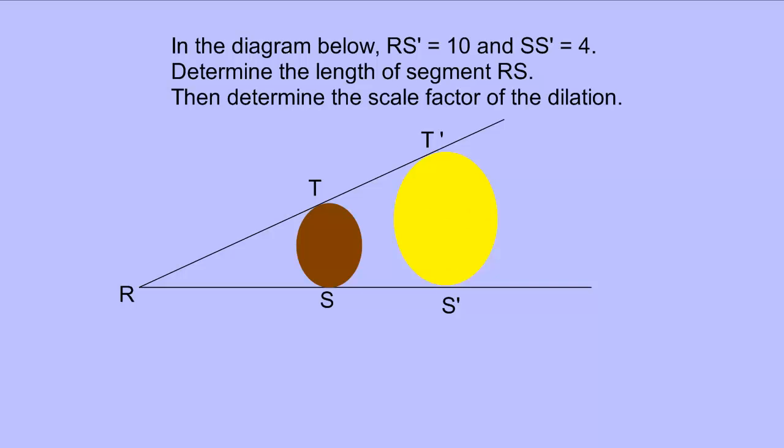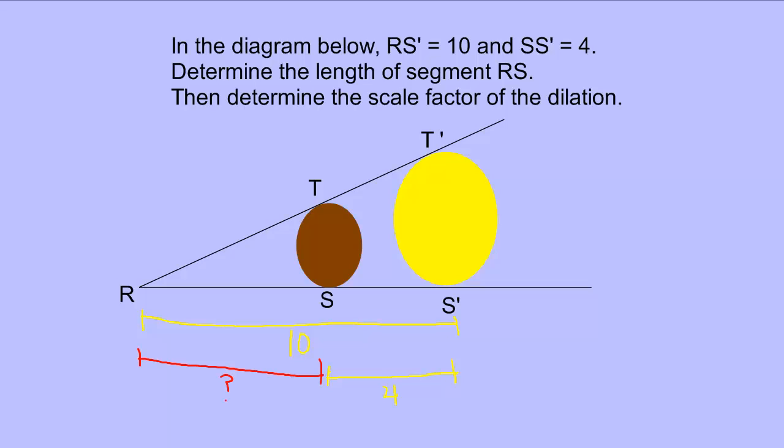Here's another example. This is an enlargement because the ellipse with points T and S on it is smaller than the T prime, S prime ellipse. All right, let's label in what we know. It says RS prime, so that is the entire horizontal distance along the bottom, is 10 units, and SS prime, sounds like a ship, that's 4 units. We want to determine the length of RS.